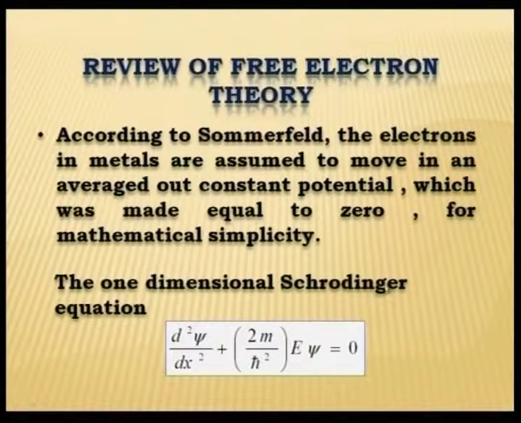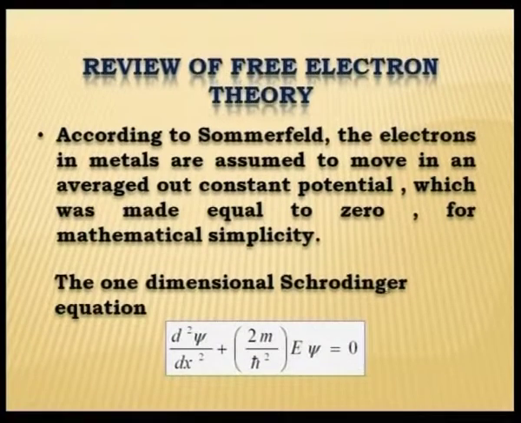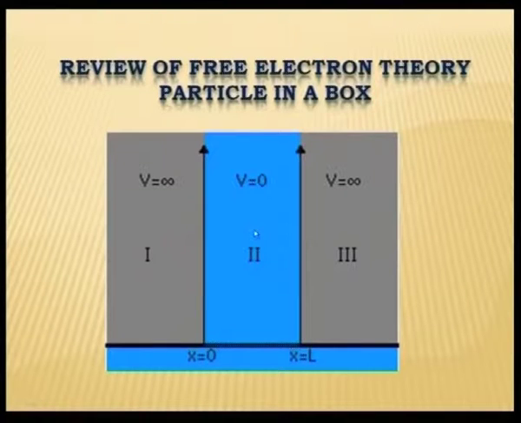So, we are talking about an electron in a one dimensional box, a one dimensional metal. For a one dimensional metal, you write the equation d²ψ/dx² + (2m/ħ²) E ψ = 0. Now, in reality you should have E minus V. What about the potential? I showed you here that the potential is made equal to 0.